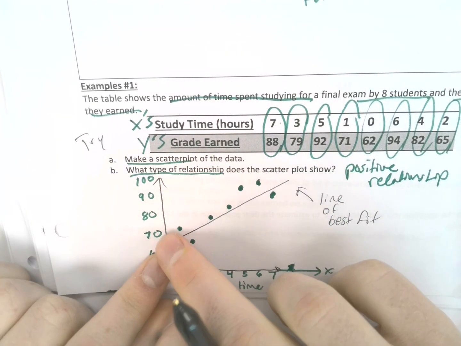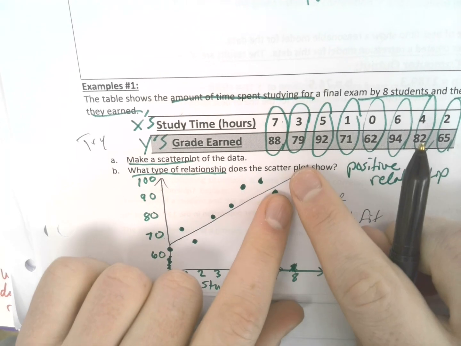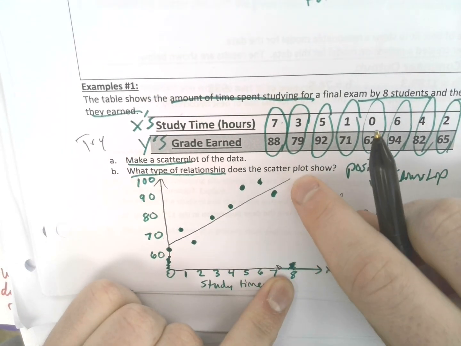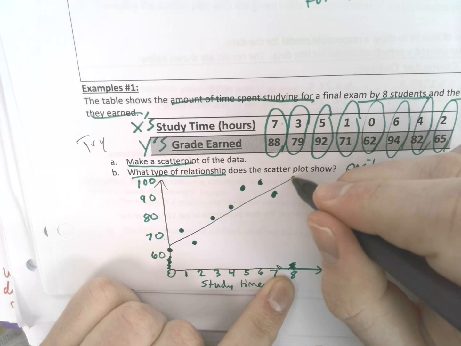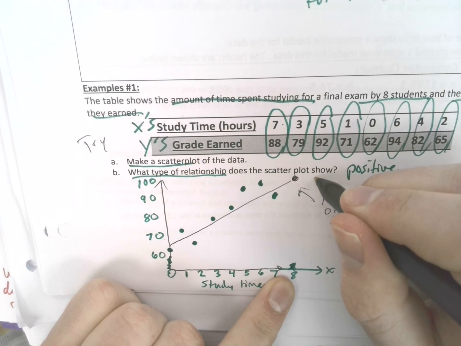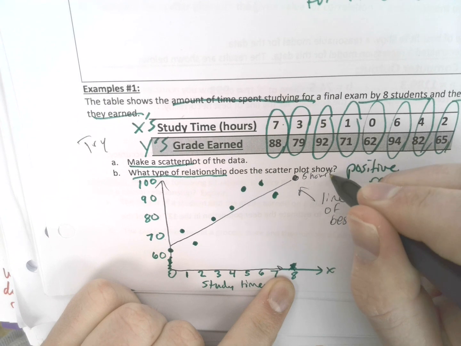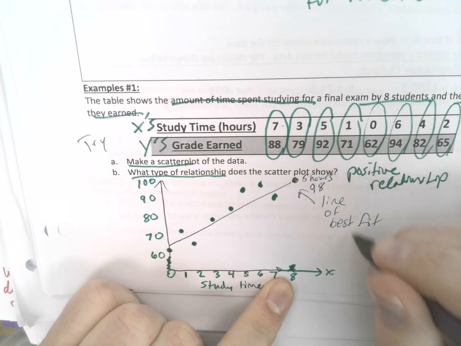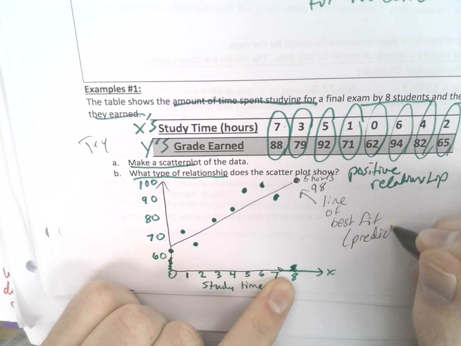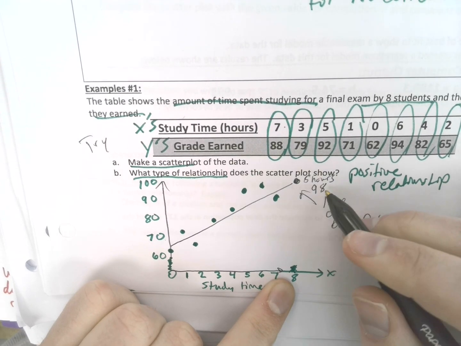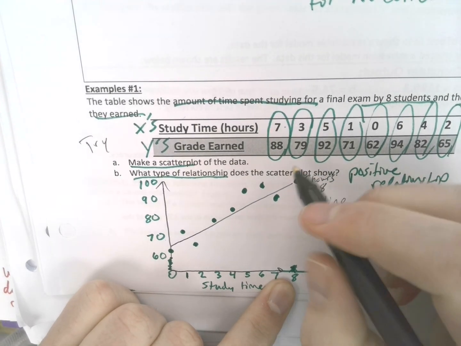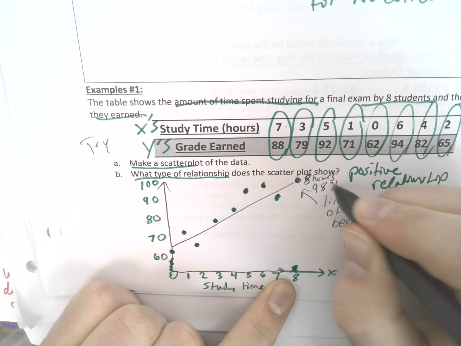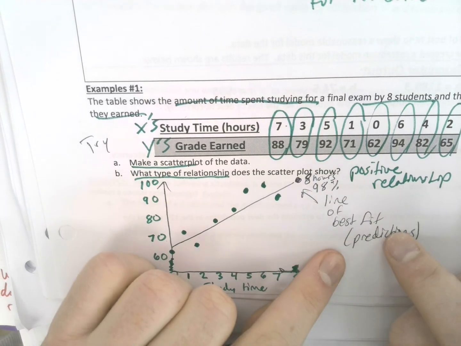And what we could do with this line of best fit is maybe make a prediction. We could say, okay, at this pace, if somebody did study for 8 hours, they'd probably be making a 98. That's what we could predict. We can use this to make predictions. So for 8 hours, we could maybe say they'd be making a 98%, as a guess, using our line of best fit.